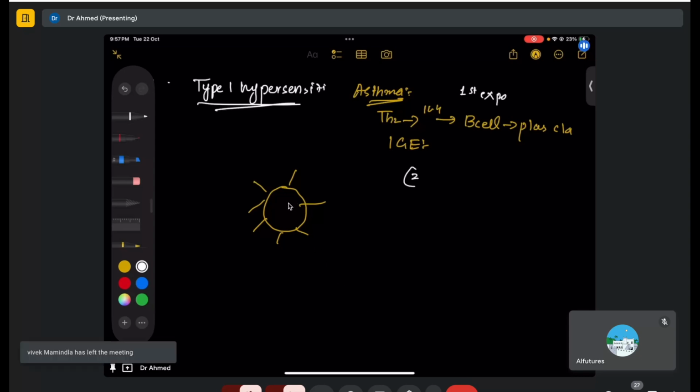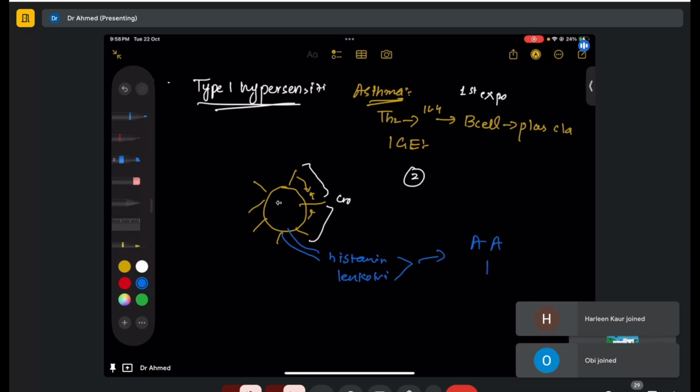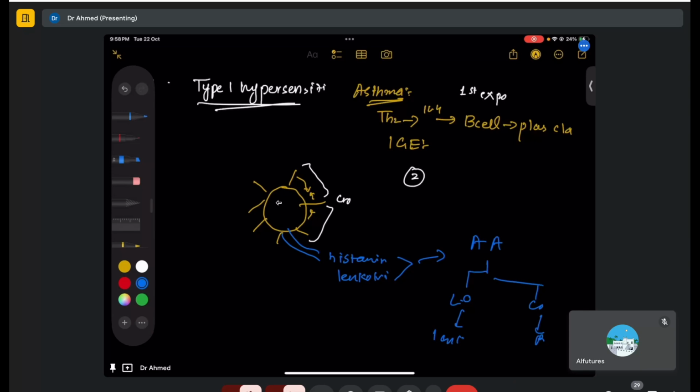If you have a second exposure, what happens? All of these IgE are going to aggregate or cross-link, they are going to come closer to one another. What happens as a result of that? Your mast cells are going to dump their histamine and dump leukotrienes, which are basically made from the arachidonic acid pathway. If you remember the arachidonic acid pathway, you have lipoxygenase and cyclooxygenase, which give you prostaglandins and leukotrienes.